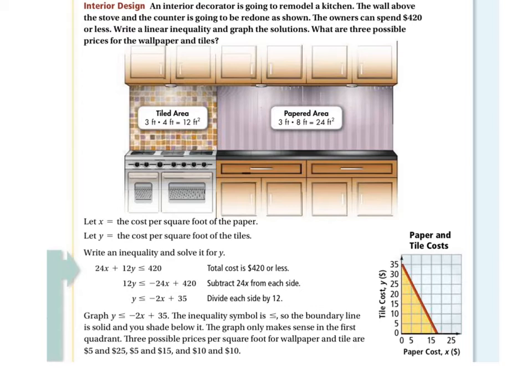So tiled area, that's this part over here. 3 foot by 4 feet, right, so 12 feet squared. Papered area, 3 foot by 8 feet, 24 feet squared.